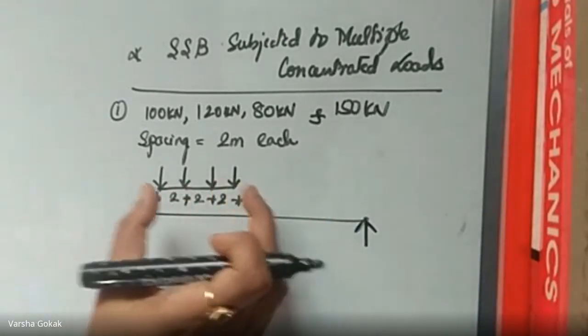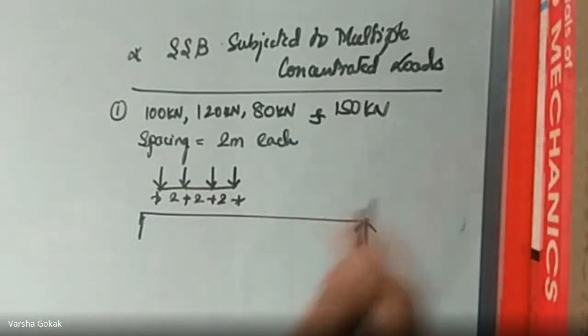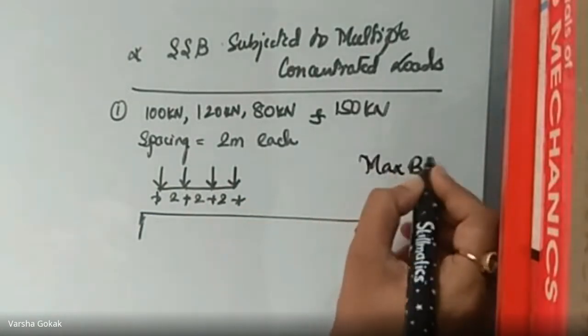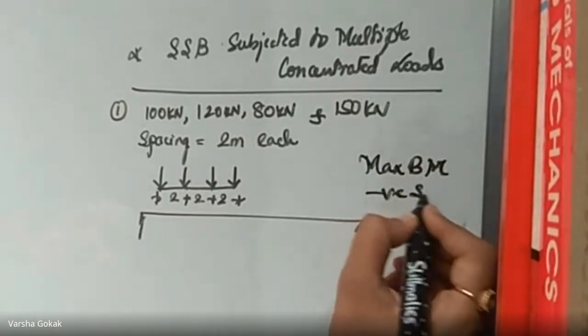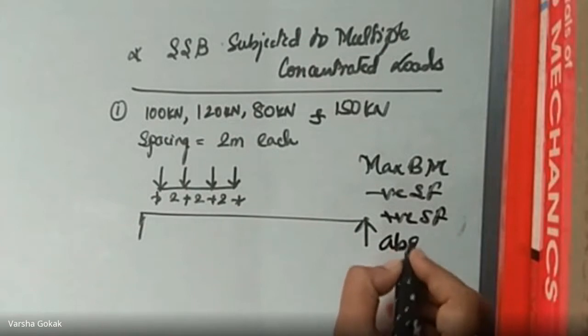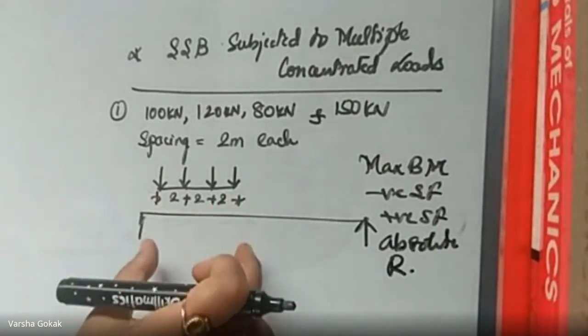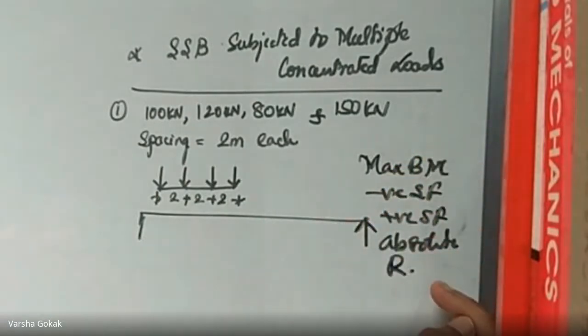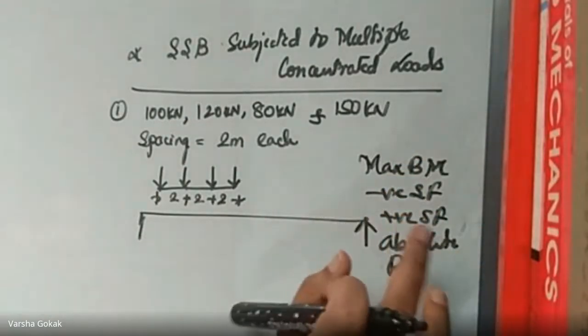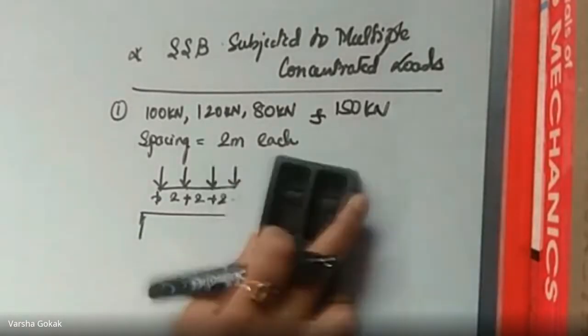And then we have to position these four in such a way that I can find the maximum bending moment, negative shear force, positive shear force, absolute bending moment, and reactions. So we have to do the placing of all these so that we will be finding the parameters using the influence line diagrams. So to start with, I'll first complete the question. This diagram I'll put up later.